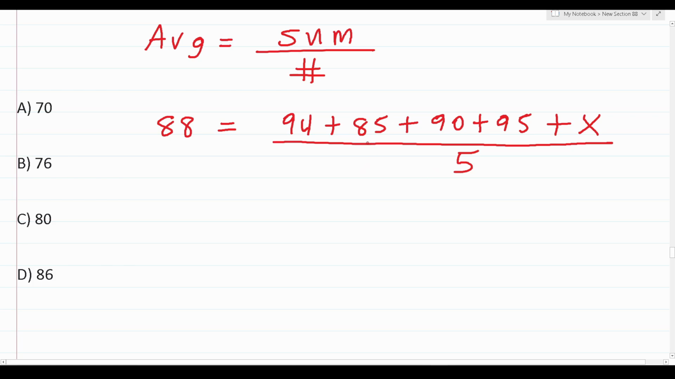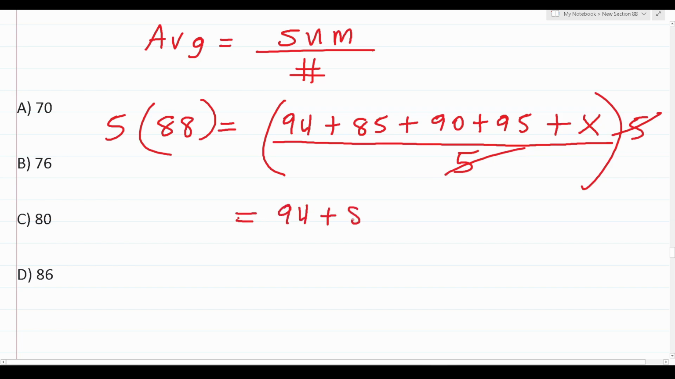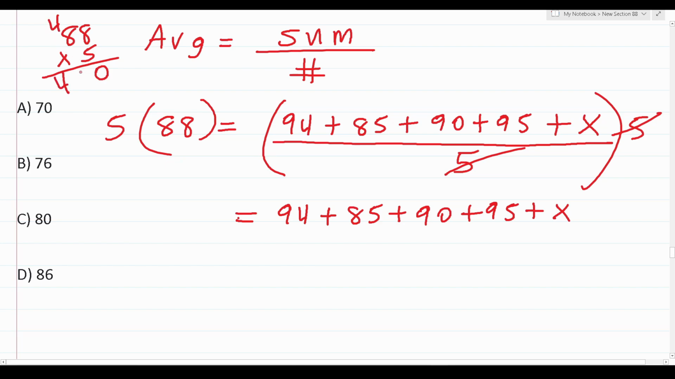All right, so let's go ahead and work on solving this. First things first, let's multiply both sides by 5. This will cross out here, and this leaves you with 94 plus 85 plus 90 plus 95 plus x. All right, and then we have 5 times 88, which I can't do in my head, so I'll go ahead and work out over here. 8 times 5 is 40, so bring down a 0 and carry a 4. 8 times 5 is 40 plus 4 is 44, so this is 440. Again, what we want to do is combine all these values before we move them over here.